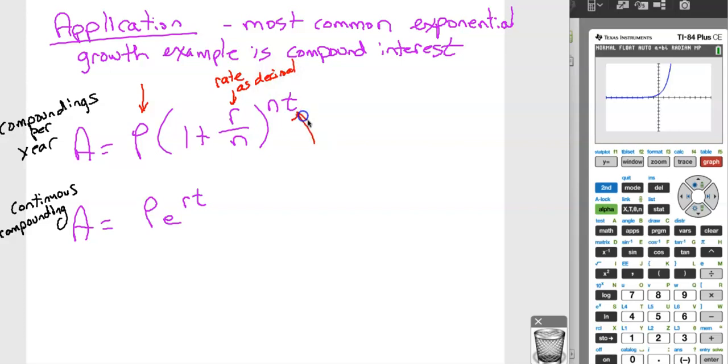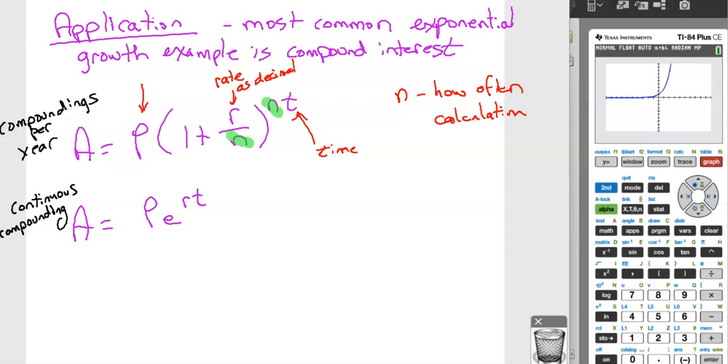Now, the T is obviously time. That's obvious. Now, the N is something you need to pay attention to. The N is how often it's being calculated, how often the calculation is being done. And we'll talk about that in just a minute, because banks could just do it yearly, they could do it monthly, they could do it weekly, they could do it daily. How often it's being calculated, that's what the N stands for.